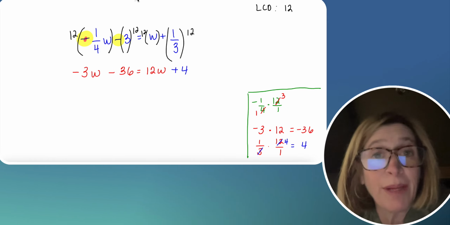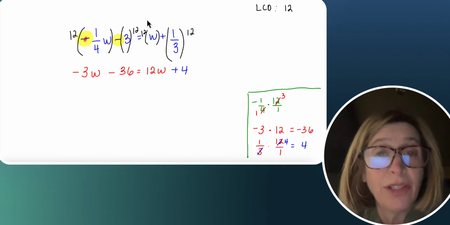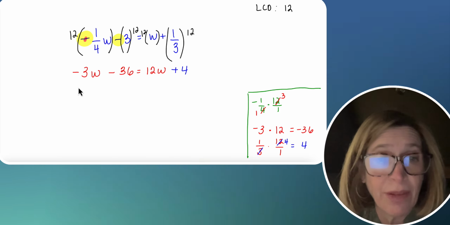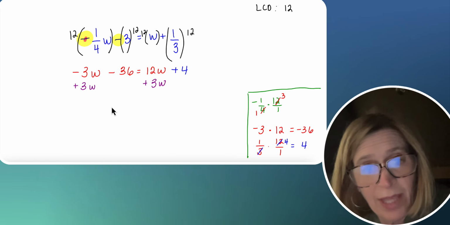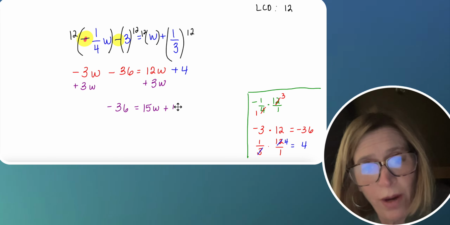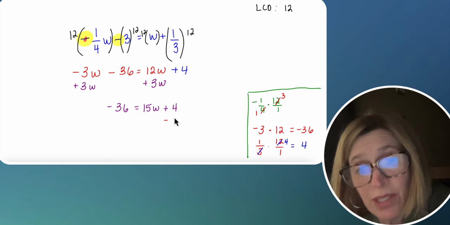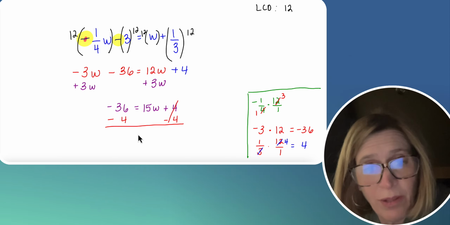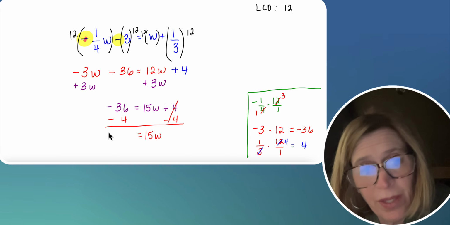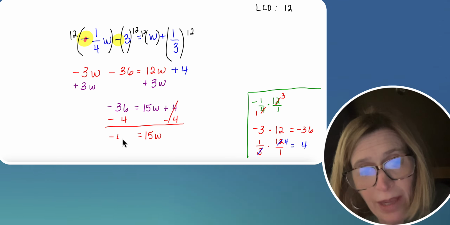Okay, now I'm going to balance the equation. So that means I want to get the variable to one side and the numbers to the other. In this case, I'm probably going to bring the negative 3 to the other side because I want to bring the negatives to the positives. So that's going to give me negative 36 equals 15w plus 4. I need to isolate that variable, so I've got to get the 4 on the other side. So I'm going to subtract 4 from both sides. The 4's will cancel, leaving me with 15w. Negative 36 and negative 4, we add the numbers and keep the sign, so that would be negative 40.